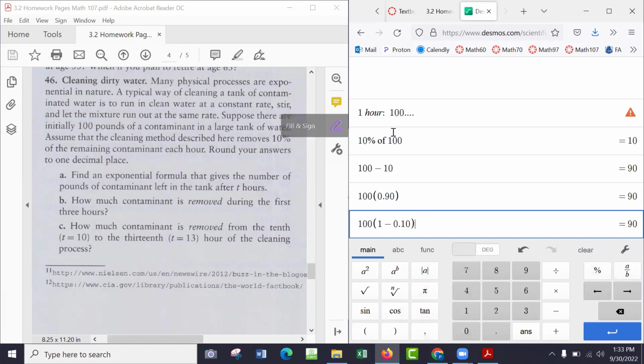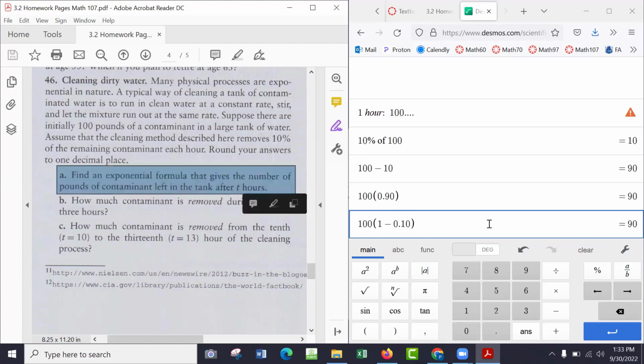So we're not getting 10% and then subtracting, because that takes 2 steps and it's hard to build a formula that way. This makes it easy for us to build a formula and figure out contaminant remaining after any amount of hours, right? Now, this question started and you were supposed to give the formula off the bat. I think it's going to be quite difficult to do that. So I've jumped away from 46A and I'm just thinking about 1 hour, right? That's what I've been doing.